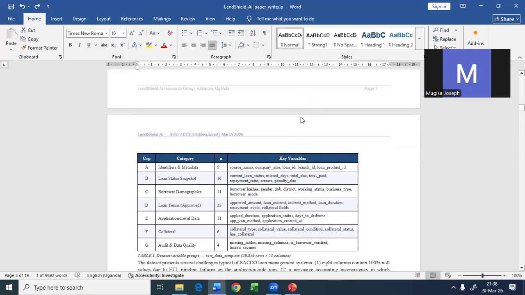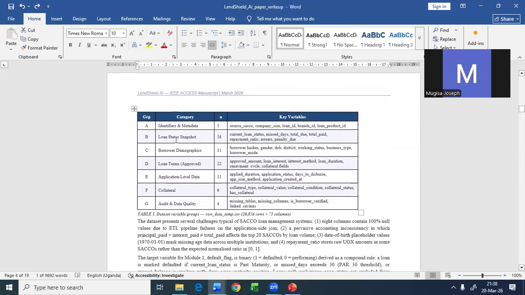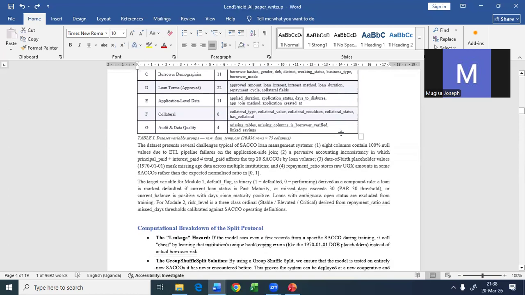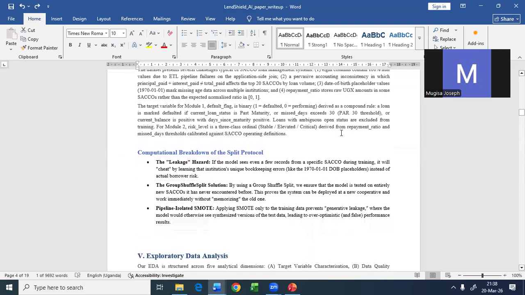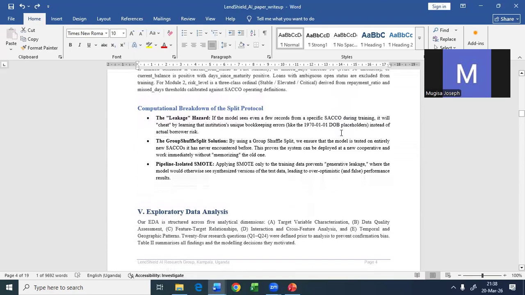Here, as you can see, we have the group, the category, and the key variables. Because of time, I'm not going through them in detail. On the leakage hazard: if the model sees even a few records from a specific sample during training, it will cheat. The group shuffle split solution ensures the model is tested on entirely new SACCOs it has never encountered before. The pipeline applies SMOTE only to the training data, which prevents generative leakage.